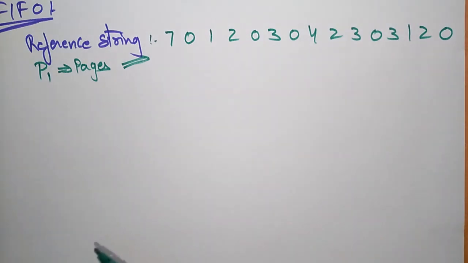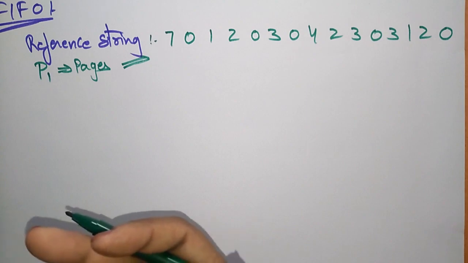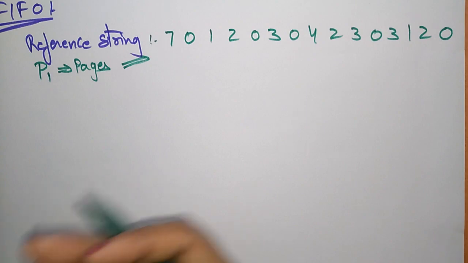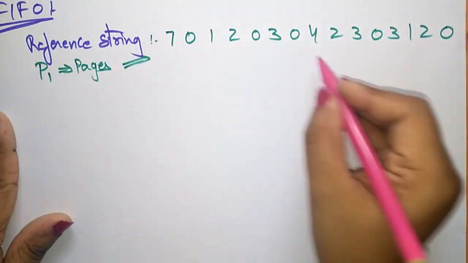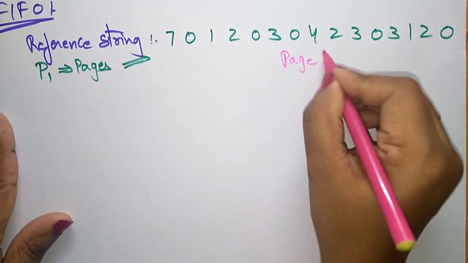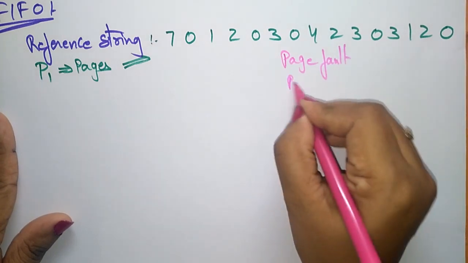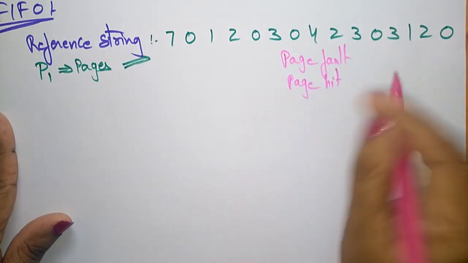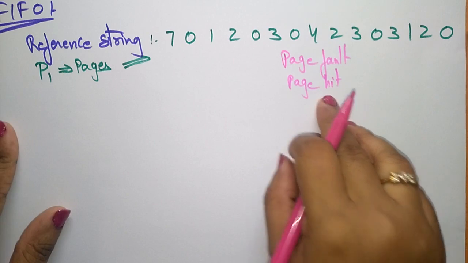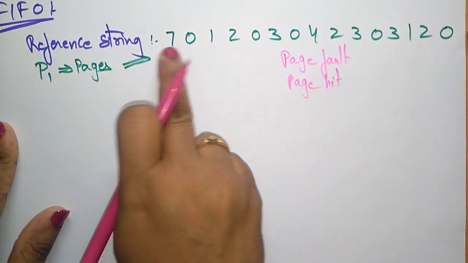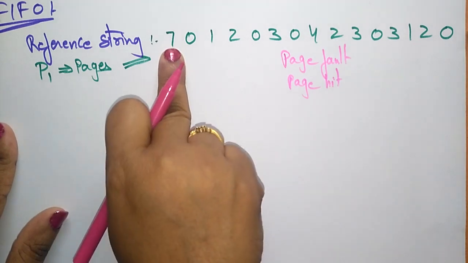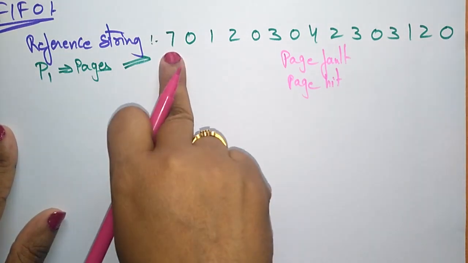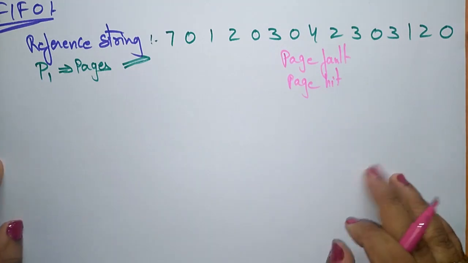So every time a page fault occurs, you call it a page fault. If the page is already present, you call it a page hit. So some terms you came across while discussing this algorithm are page fault and page hit. Page hit means whatever page is demanded by the CPU, if that page is present in the main memory, you call it a page hit. If the page is not present in the main memory, you call it a page fault.